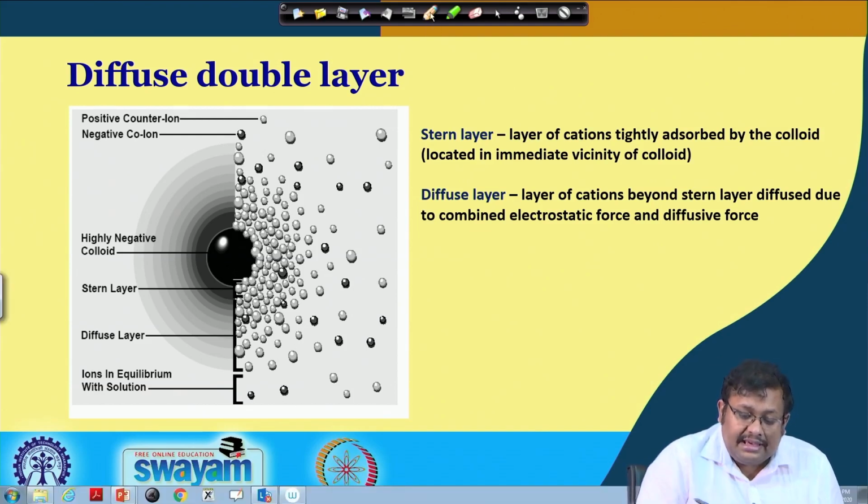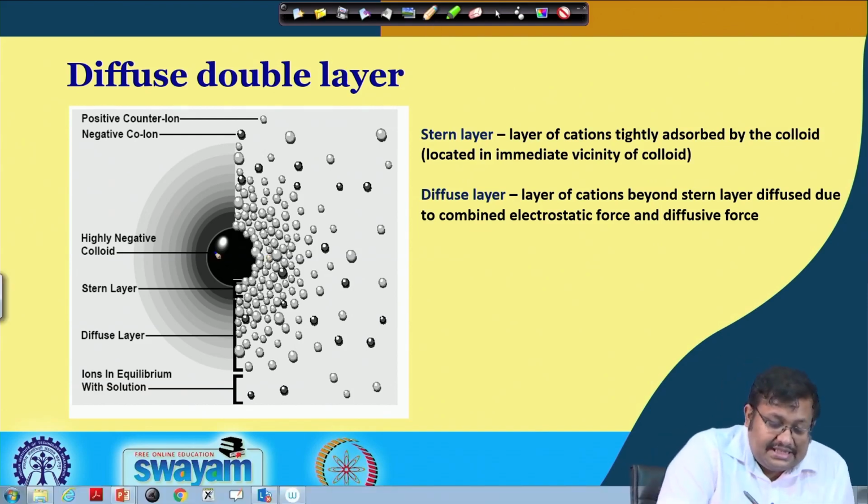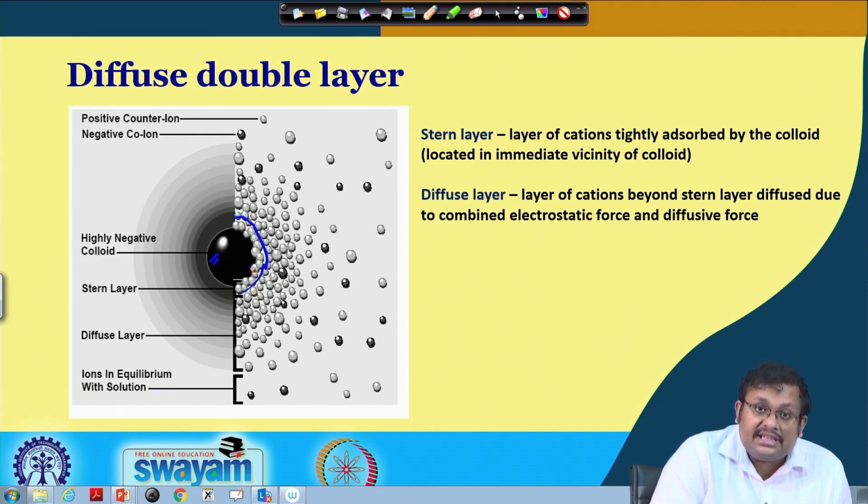You can see one thing here. This is a negatively charged colloid, shown in black. Just adjacent to the negatively charged colloid, there is a very high concentration of positively charged cations, and this is called the Stern layer. Basically, the Stern layer is the layer of cations tightly adsorbed by the colloid, located in the immediate vicinity of the colloid. As we go further from the colloid surface, the concentration of cations goes down and the concentration of anions increases.